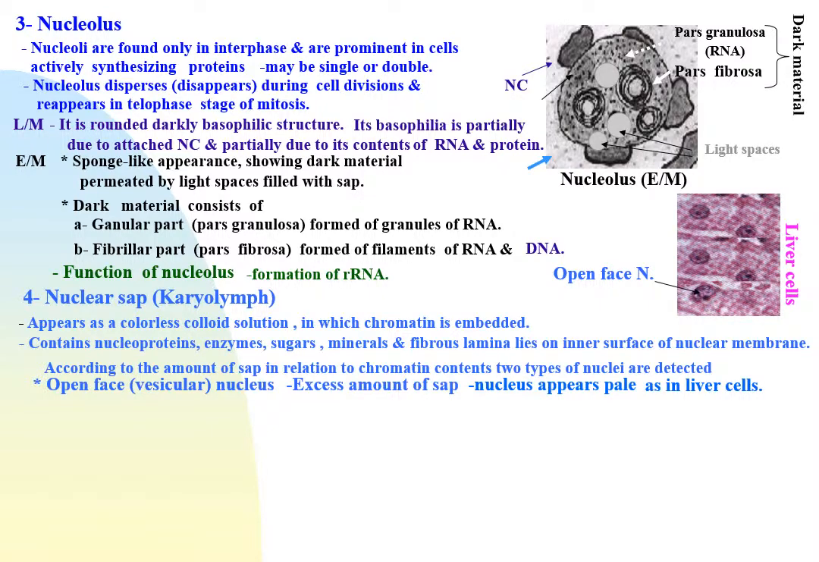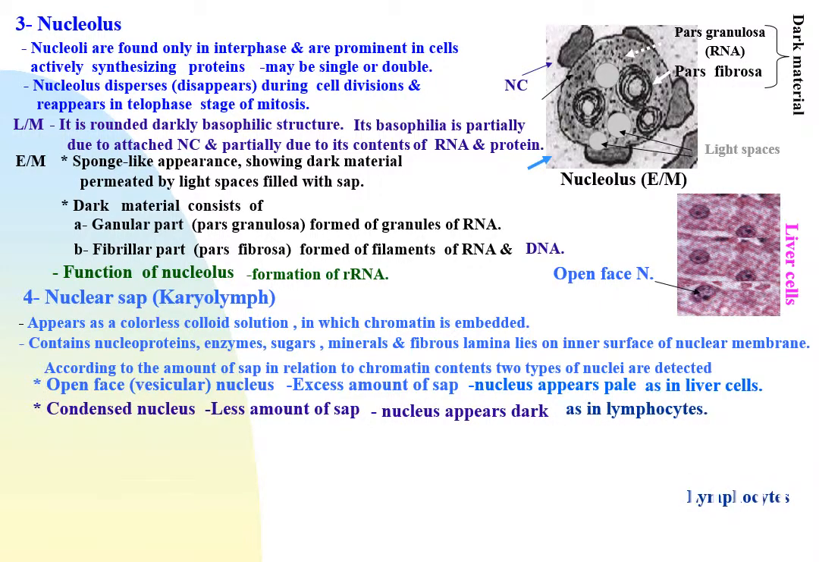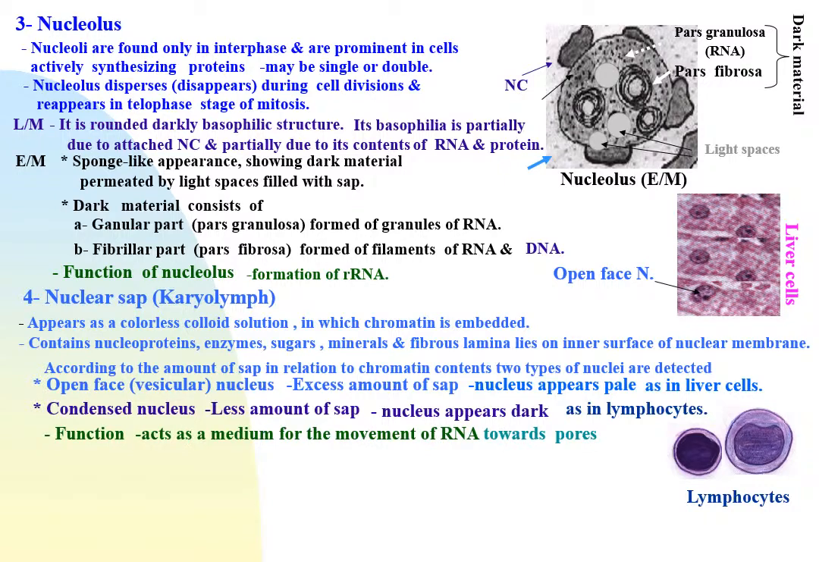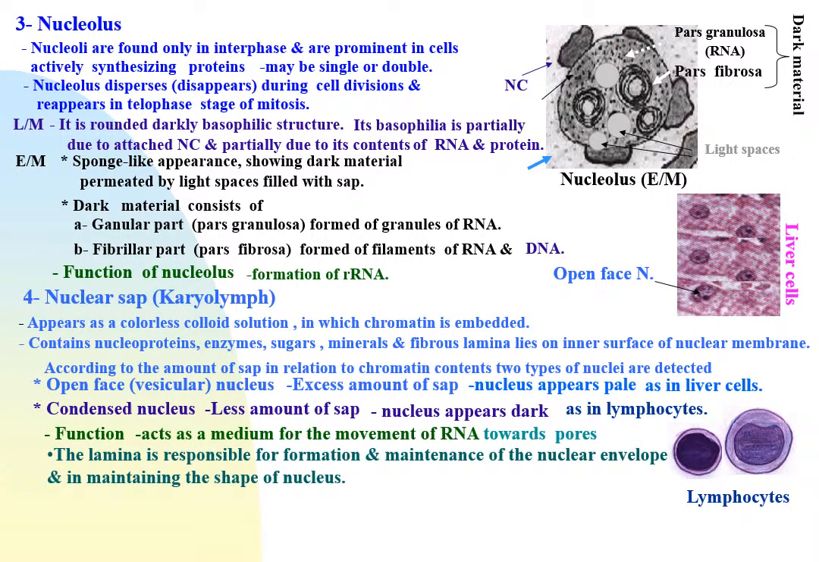Condensed nucleus, where there is less amount of sap in relation to chromatin content. The nucleus appears dark as in lymphocytes. Function of nuclear sap: it acts as a medium for the movement of ribonucleic acid towards the nuclear pores.